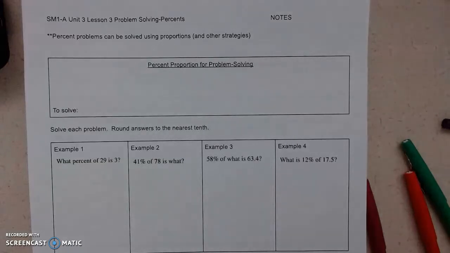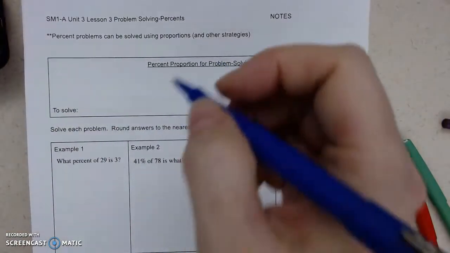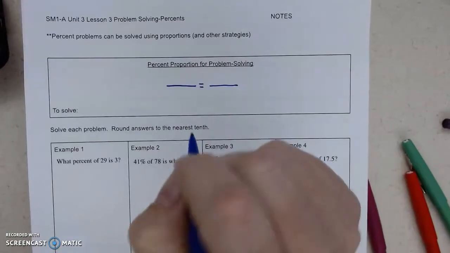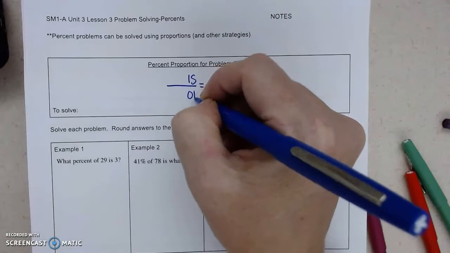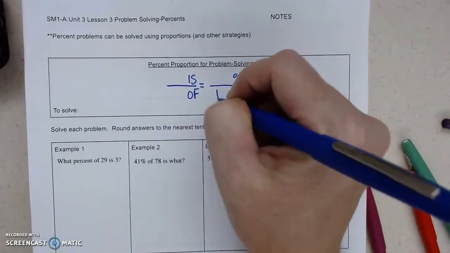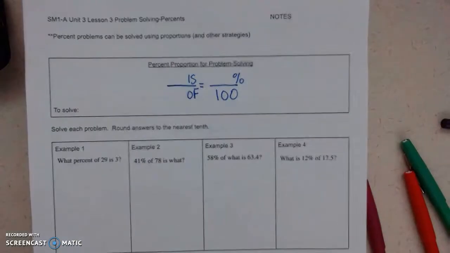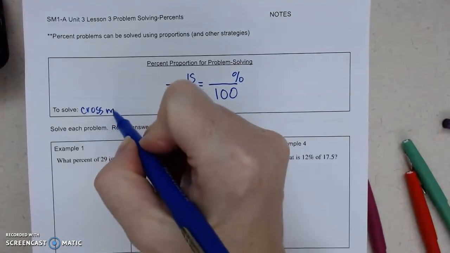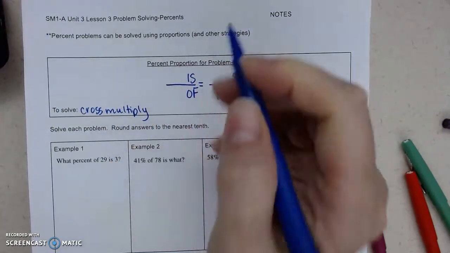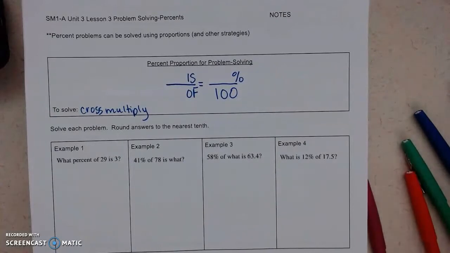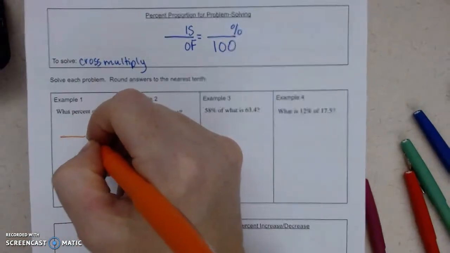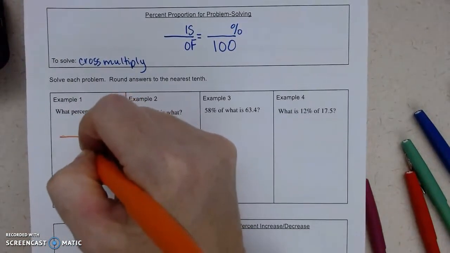All right, let's do Unit 3, Lesson 3, problem solving with percents. So for percent problem solving, there's lots of different ways, but I remember certain words go in certain spots: is, of, percent, and this is always going to be 100. Okay, so since we have a fraction equal to a fraction, that's a proportion, and we're going to cross multiply to solve. All right, so let's see. I've got all the 4 scenarios. I'm going to set it up and show you how it works.